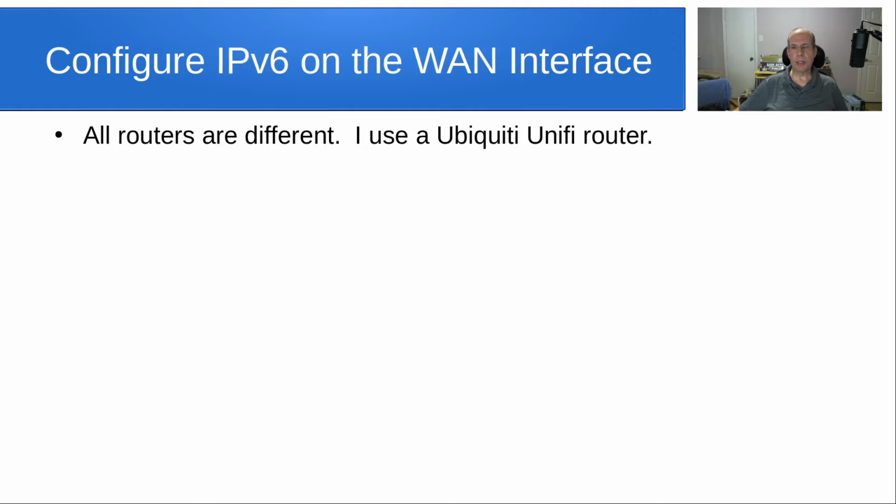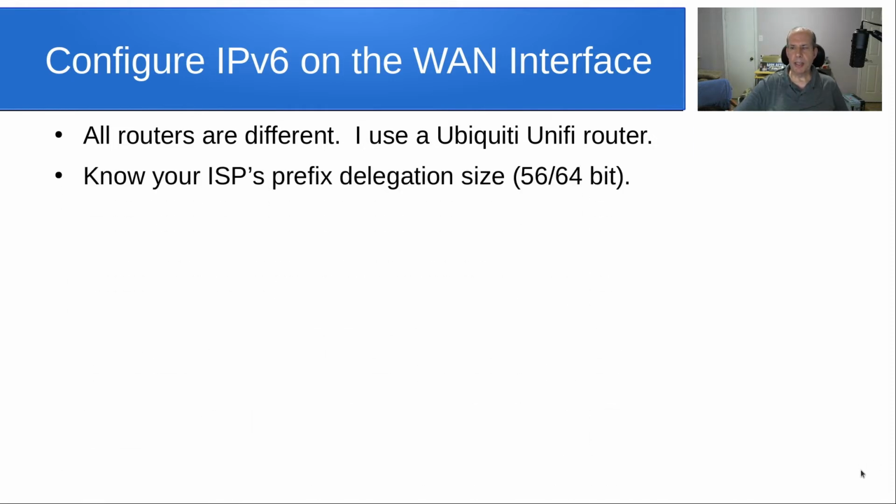This is very brand-specific type setting. I use a Ubiquiti Unify router, and on Ubiquiti Unify, it's done in one particular way. And secondly, you're also going to need to know your ISP's prefix delegation size. So I have Xfinity, and where I am with Xfinity, their prefix delegation size is 56 bits.